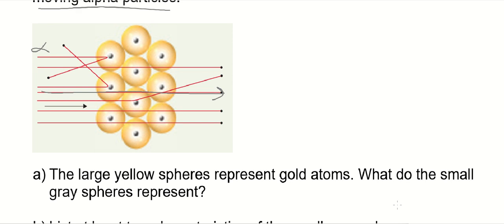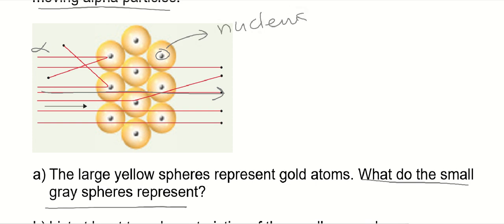The large yellow spheres represent gold atoms. What do the small gray spheres represent? So these gray spheres are the nucleus. That's all it's asking us. Let's go to part B.